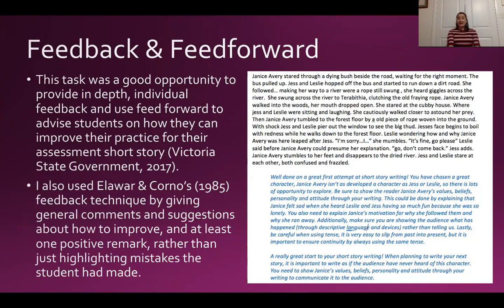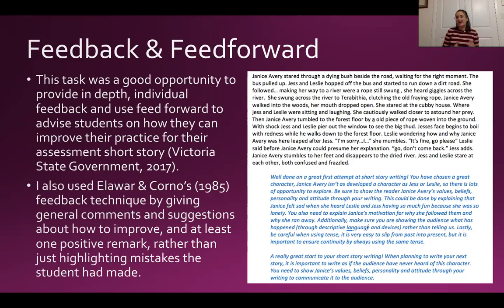Okay, so yeah, this task was a really good opportunity for me to be able to give them some really in-depth and individual feedback about how they can improve their practice. So giving them that feed forward too, not just what they didn't do well, what they can do to get even better. I used Lipnevich and Smith's feedback technique that we studied in EUB343. And the technique is that you just give a general comment and suggest room for improvement. And you also ensure that there's some positive remarks in there.